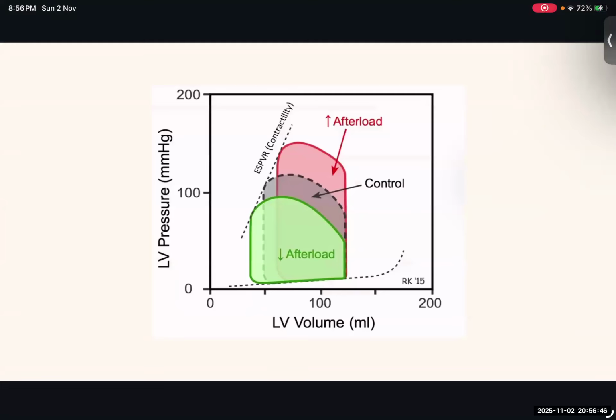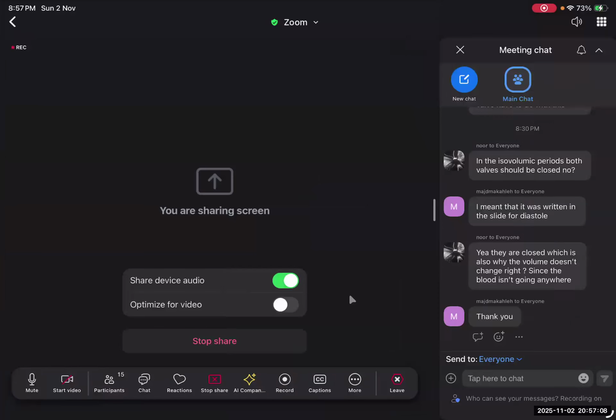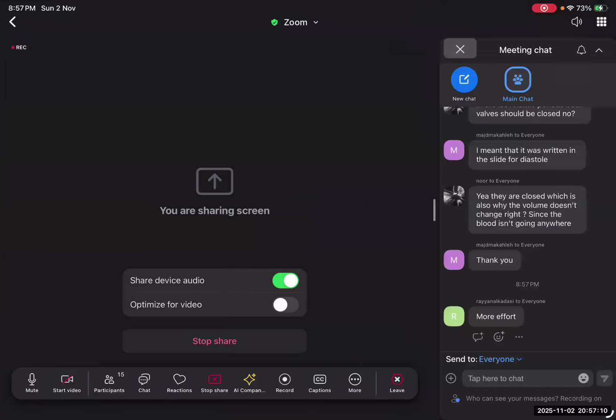Now, one last point, okay? How does preload and afterload affect the pressure volume loop? So this is the normal pressure volume loop. Afterload is going to increase the spike. Can anybody tell me why it's going to increase this spike of left ventricular pressure? Does anybody want to try? Can I try? Yeah, go ahead.